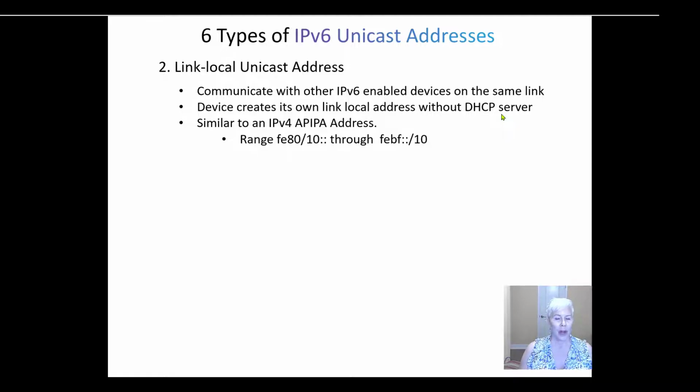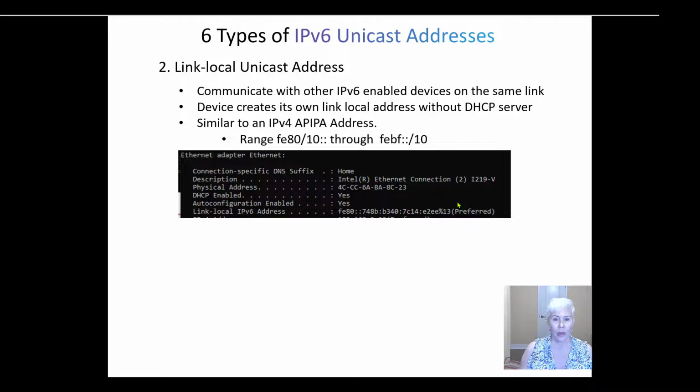Now, the range of link local addressing is going to always start with an FE, and it's going to be an FE80 through an FEBF. And notice here that it's a /10. That means that there's 10 bits that are being counted. So that is F, that's 4 bits. E, that's another 4 bits. So we're up to 8. And then 80, 10, through FEBF.